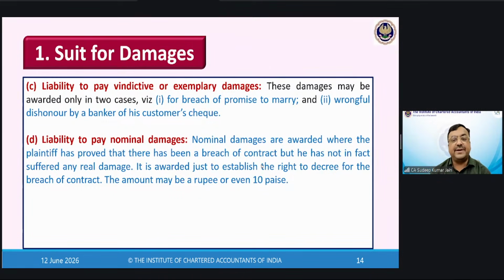Nominal damages are awarded where the plaintiff has proved that there has been a breach of contract, but he has not in fact suffered any real damages. It is awarded just to establish the right to a decree for the breach of contract. The amount may be a rupee or even 10 paisa. See the example.